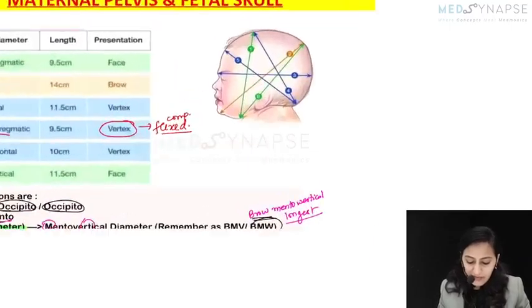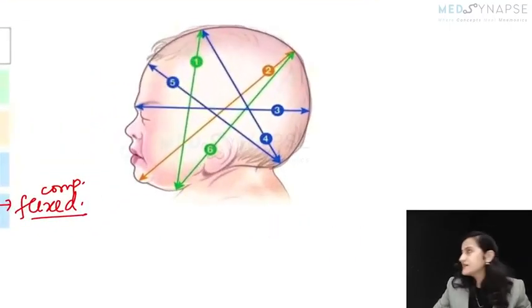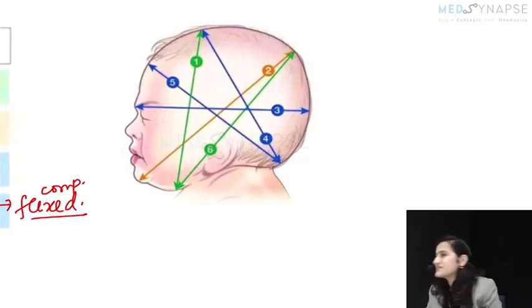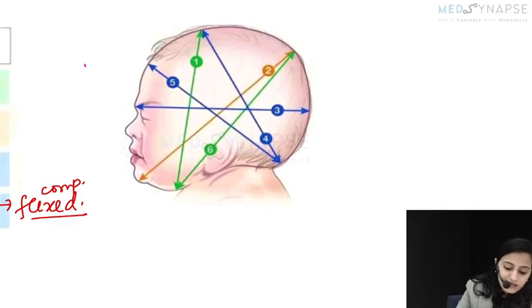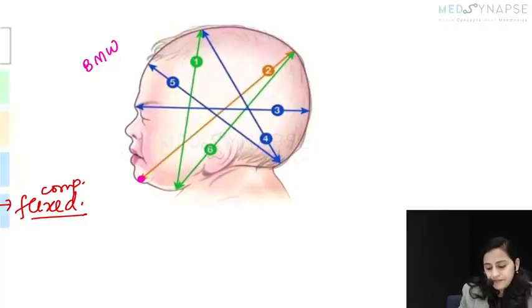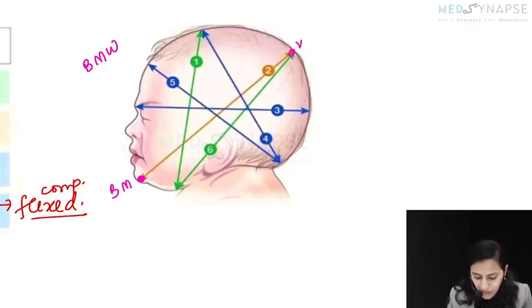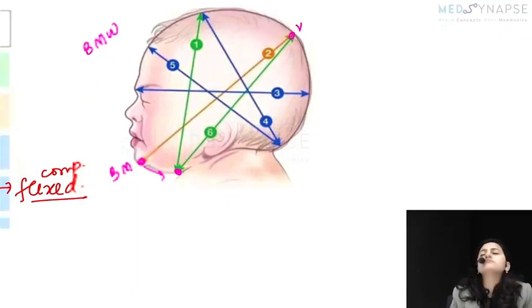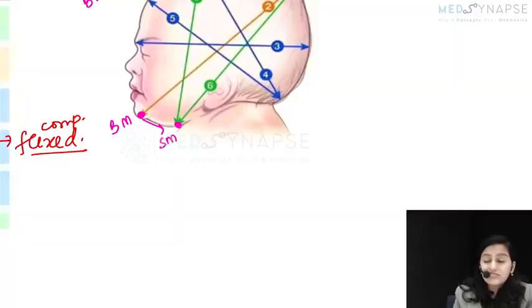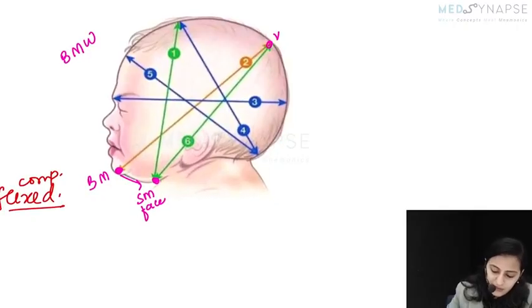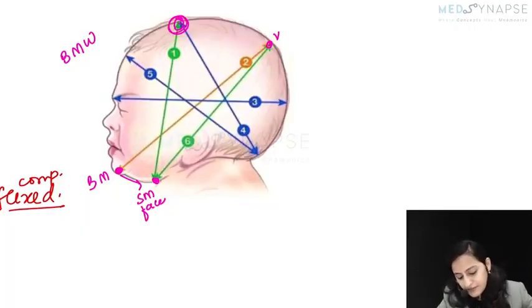If you are given this diagram and asked which of these is the engaging diameter in the brow presentation, what was it in brow? BMW. Mento means chin. So this is mento vertical. This is the brow presentation. What is this one? Submento. So which presentation will it be? Face. This is submento vertical. This is submento bregmatic. Bregma is the area of the anterior fontanelle.